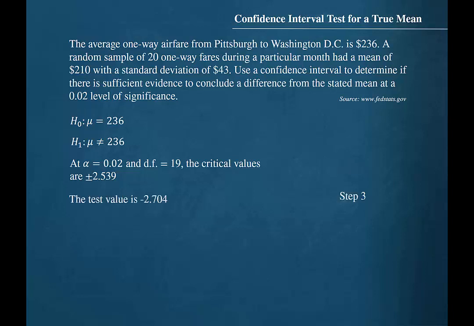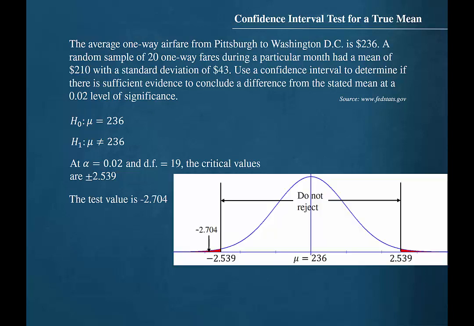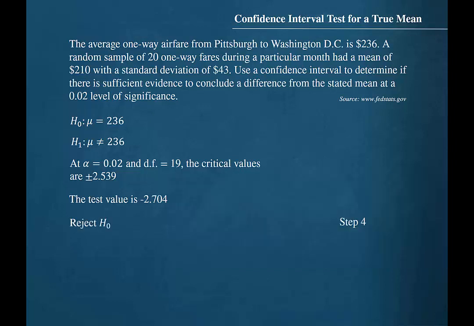Step 3 is to calculate the test value, which will be negative 2.704. This test value of negative 2.704 clearly lands outside of the region where we would not reject the null hypothesis. So step 4, which is to state the decision, is to reject the null hypothesis.